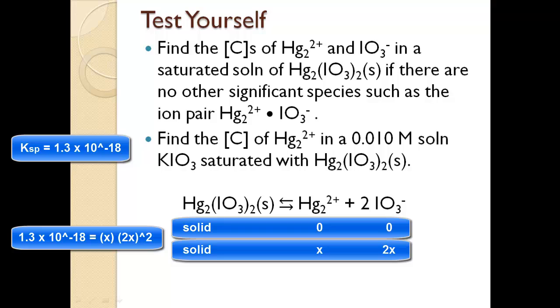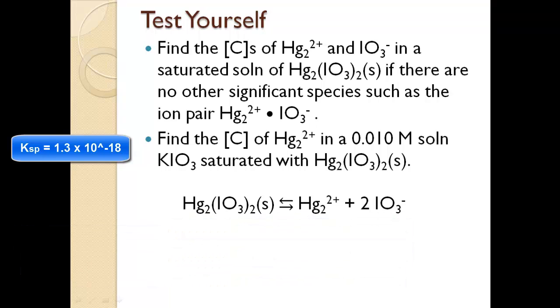If you solve for x, you should have gotten 6.8 times 10 to the negative 7th molar. Remember that 2x is all under the parentheses, so that really becomes 4x squared. So you go ahead and divide that number by 4, and that's how you would get the 6.8 times 10 to the negative 7th molar. So that's the answer to that part of the problem.